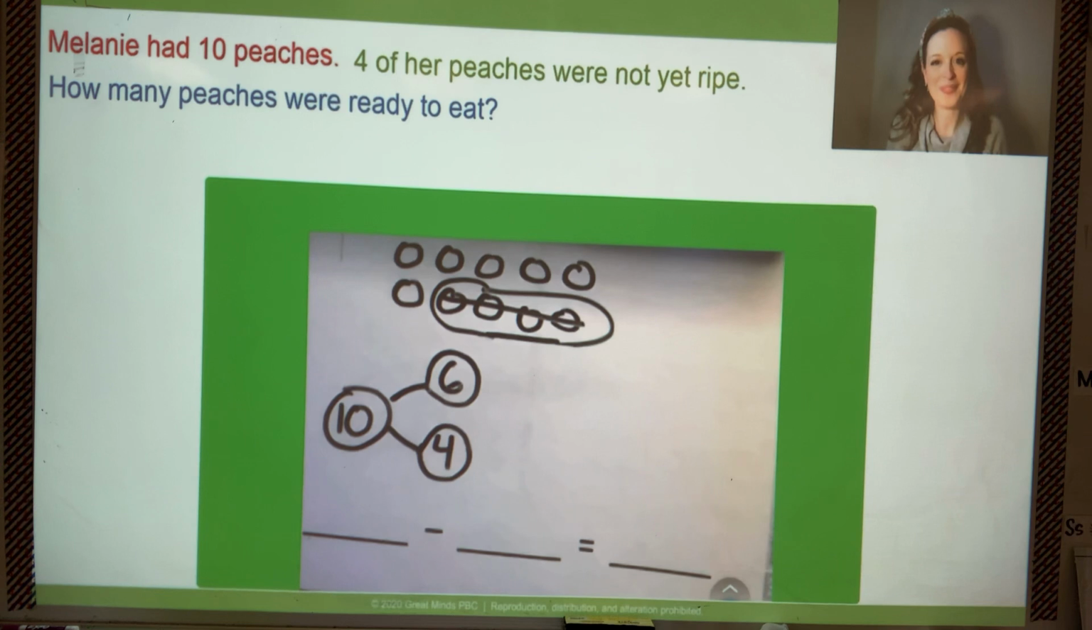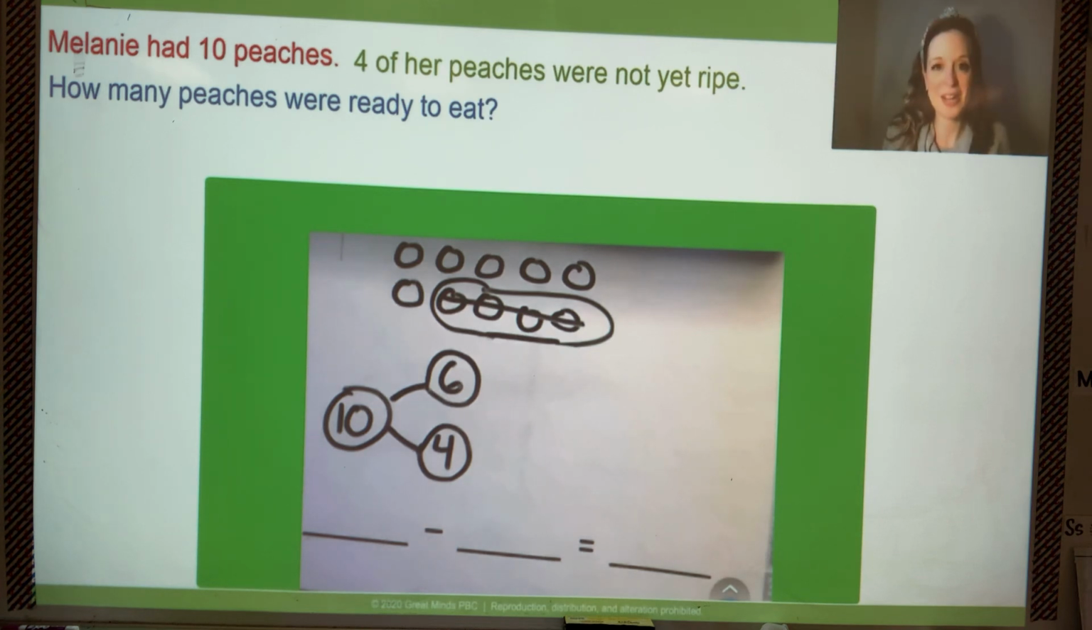Great job. This is how I drew my number bond, but you could have drawn it a different way with a different orientation, as long as our whole is 10 and our 2 parts are 6 and 4. Now, use your number bond to help you draw a subtraction sentence to tell about our story. Starting with the whole of 10 and taking away the peaches, the part that isn't right.